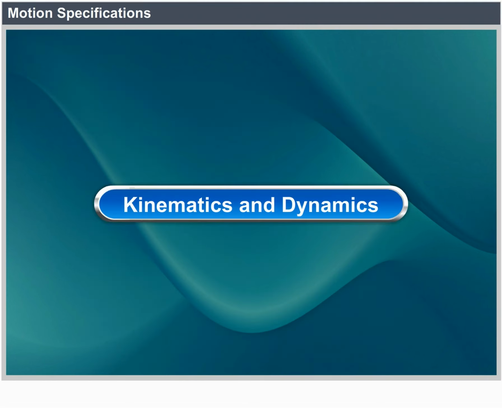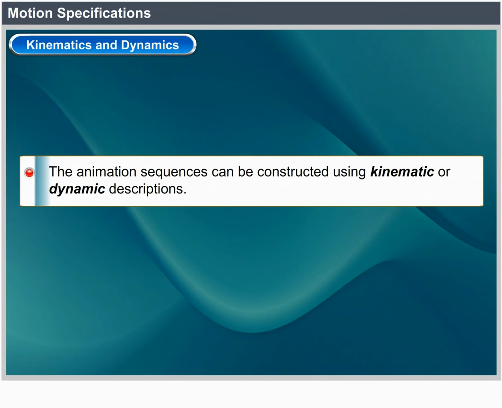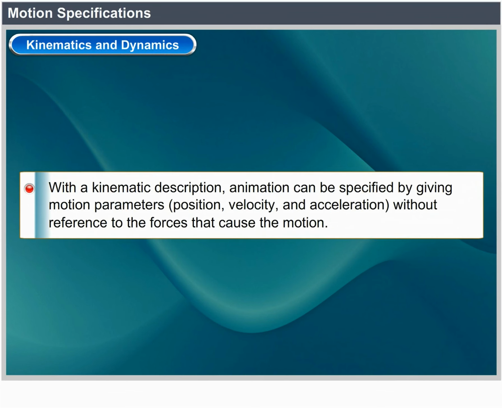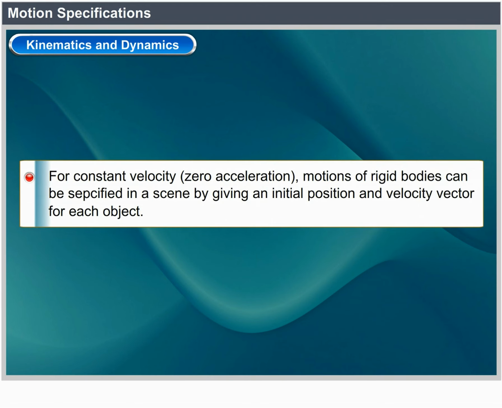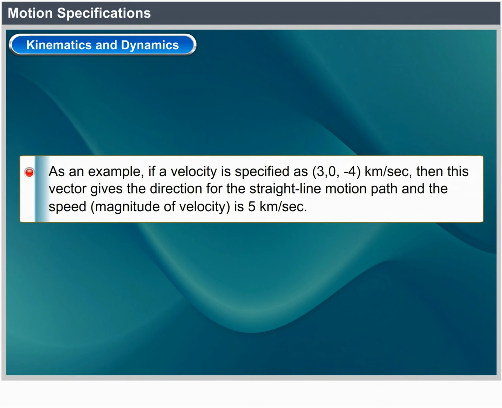Kinematics and dynamics. We can also construct animation sequences using kinematic or dynamic descriptions. With a kinematic description, we specify the animation by giving motion parameters, position, velocity, and acceleration, without reference to the forces that cause the motion. For constant velocity, that is zero acceleration, we designate the motions of rigid bodies in a scene by giving an initial position and velocity vector for each object. As an example, if a velocity is specified as 3, 0, and -4 km per second, then this vector gives a direction for the straight line motion path and the speed, magnitude of velocity, is 5 km per second.